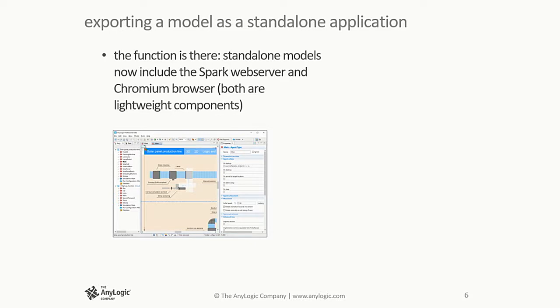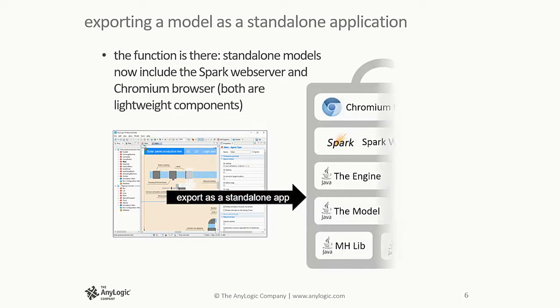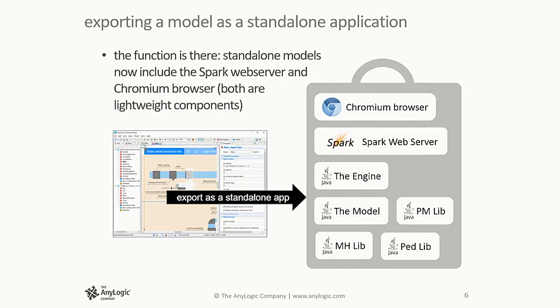You may wonder whether, with the new front-end support, we still have this export as standalone application. Yes, we do. The function is there. The difference is that now when you press export as standalone application, there are two new components exported. One of them is a very lightweight web server, the open source Spark web server, and a Chromium browser, which is also distributable according to its license. So you still can generate a completely standalone model, including animation, and then give it to somebody.